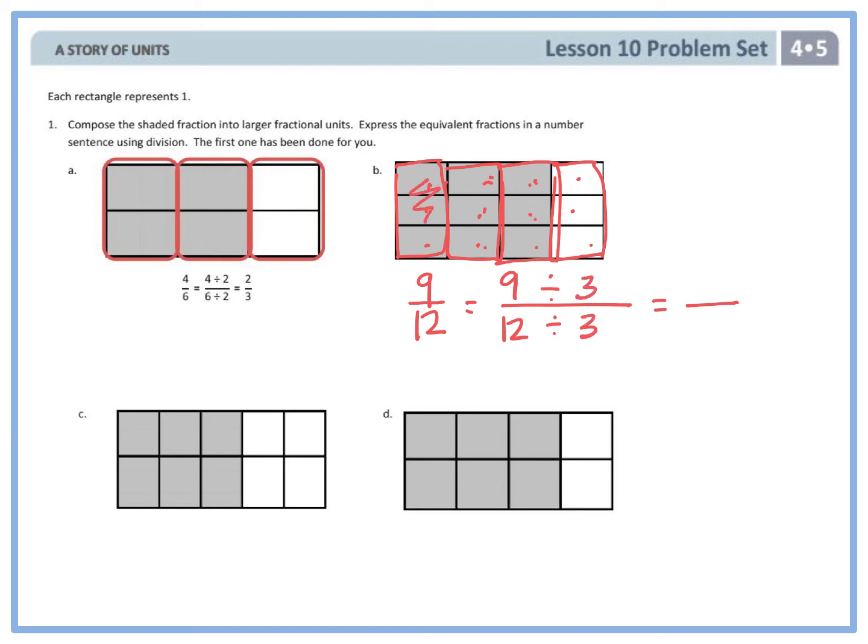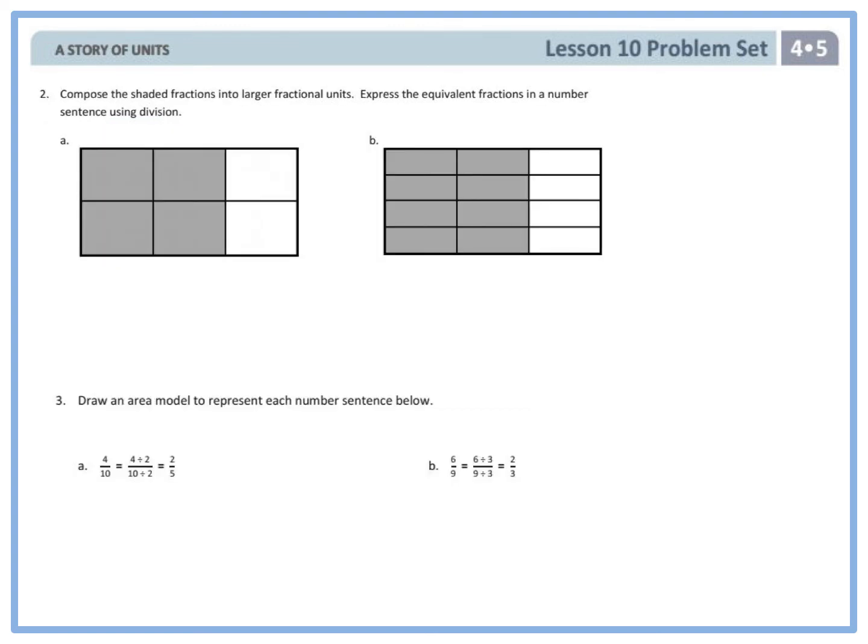And now I have groups of 3. 9 divided by 3 is 3. 12 divided by 3 is 4. And as I look at my model, I see, yes, that is what I have. I have 4 groups, which is my denominator, and 3 of those groups are shaded. So I have 3/4. You're going to follow that same process and do C and D here.